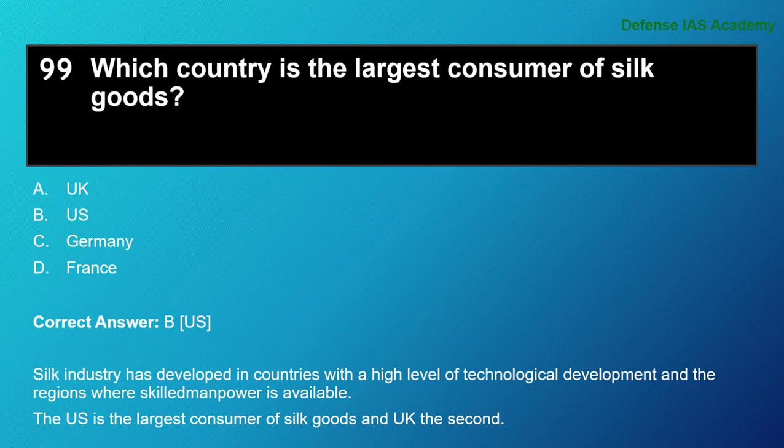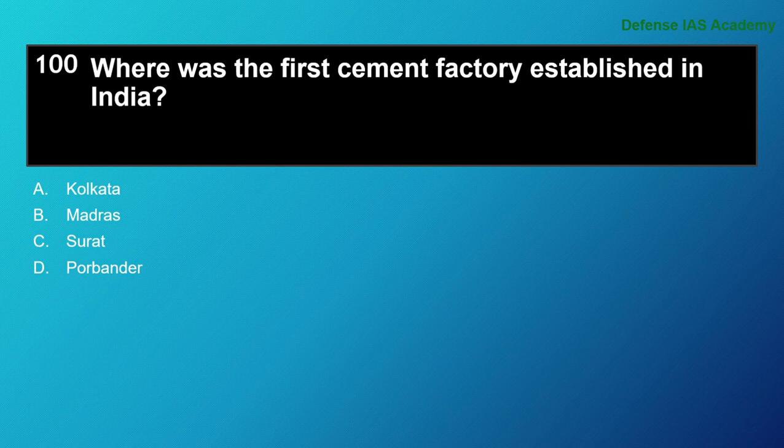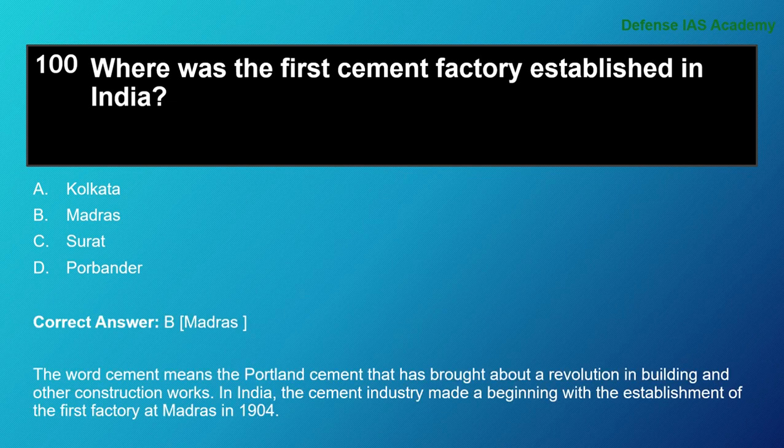Next question, which country is the largest consumer of silk goods? The answer to the question is option B, US. The silk industry has developed in countries with a high level of technological development and regions where skilled manpower is available. The US is the largest consumer of silk goods, and the UK is the second consumer of silk goods. Next question, 100, our last question.